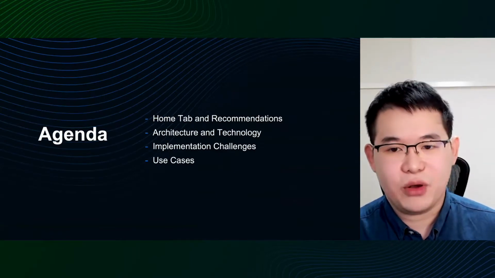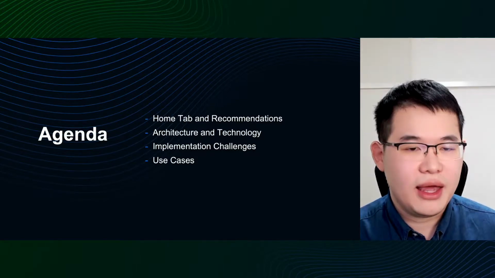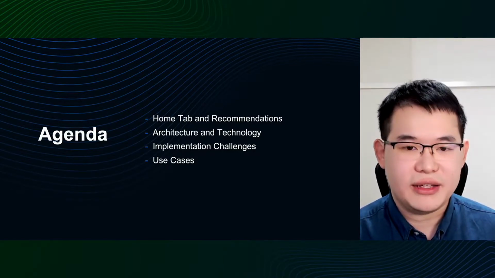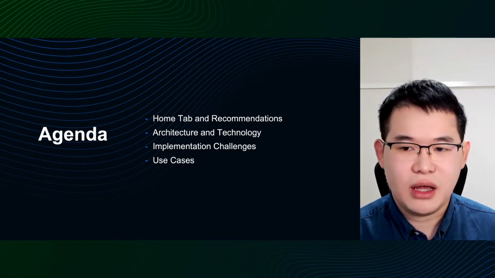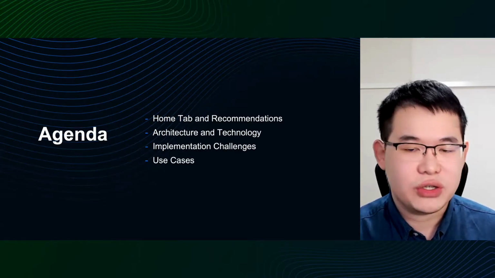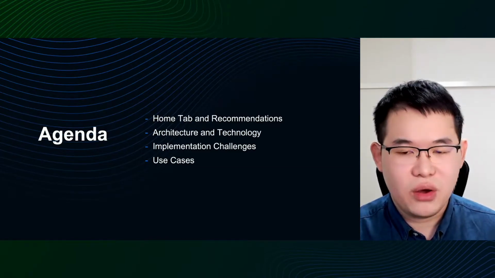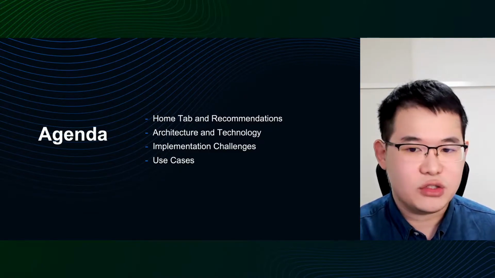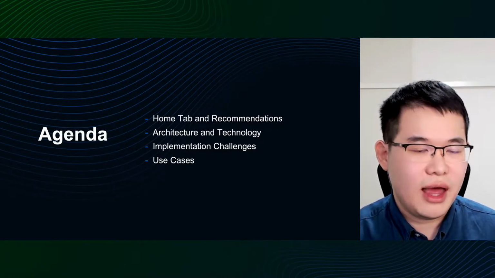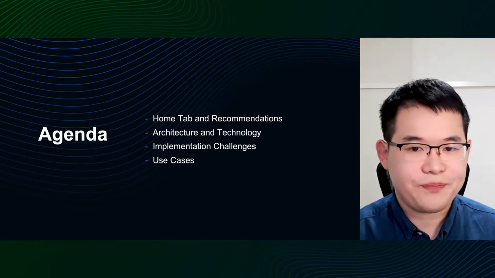About the topics I'm going to talk, I will start with what the Line home tab is and the recommendation component inside. Then, how we implement this delivering system, about the system architecture and the technology we used for it. Next, we want to focus on the server challenges we encountered and the strategies to conquer them. Finally, I will show two successful use cases to show the power of this system.